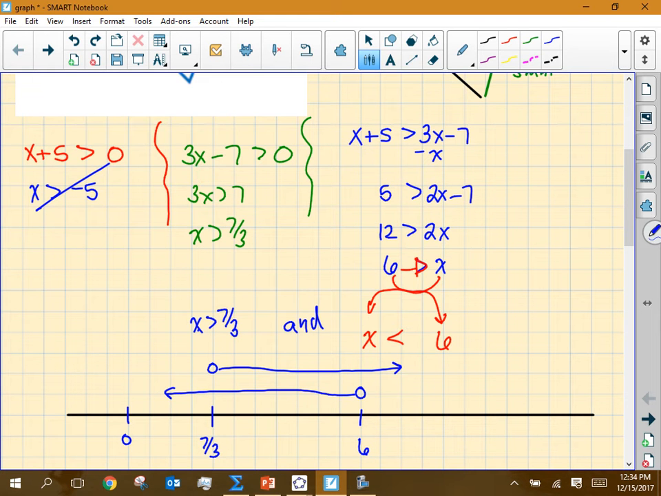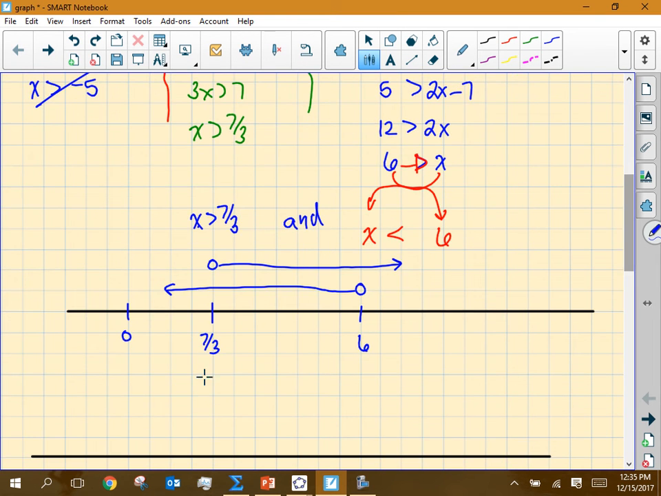Now the question is that x has to be a number that is greater than 7/3 and it's less than 6. So graphically or visually, doesn't that tell you that x has to be the numbers in which the graphs overlap there? Okay. So the way we write that is that they start overlapping at 7/3 and 6. So we're going to write 7/3 is less than x is less than 6.